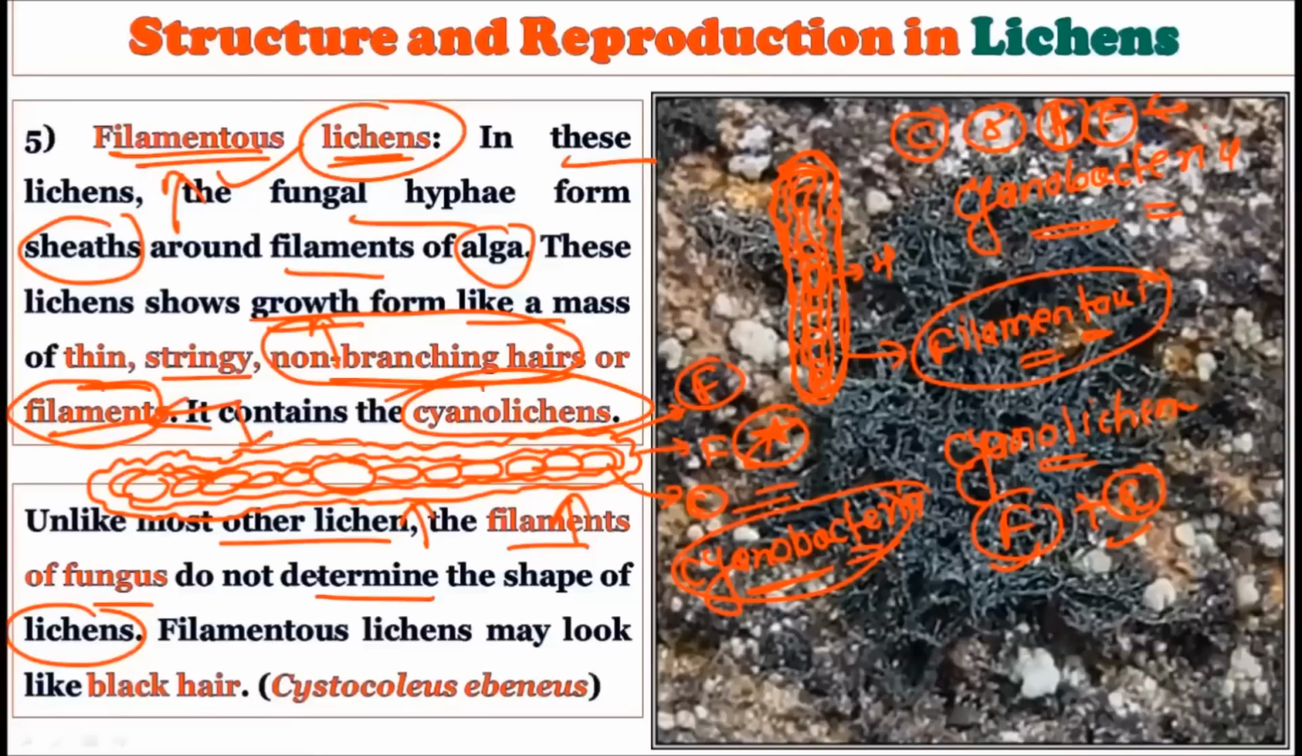It is the cyanobacteria. Now the filamentous lichens may look like black hair. You can observe in this particular picture, they look like black hairs. Small black hairs are there, and they are forming the filaments, and when these filaments come together, such a structure is formed. The example for this is Cystocoilus ebeneus. Okay, Cystocoilus ebeneus is the example of this filamentous lichen.